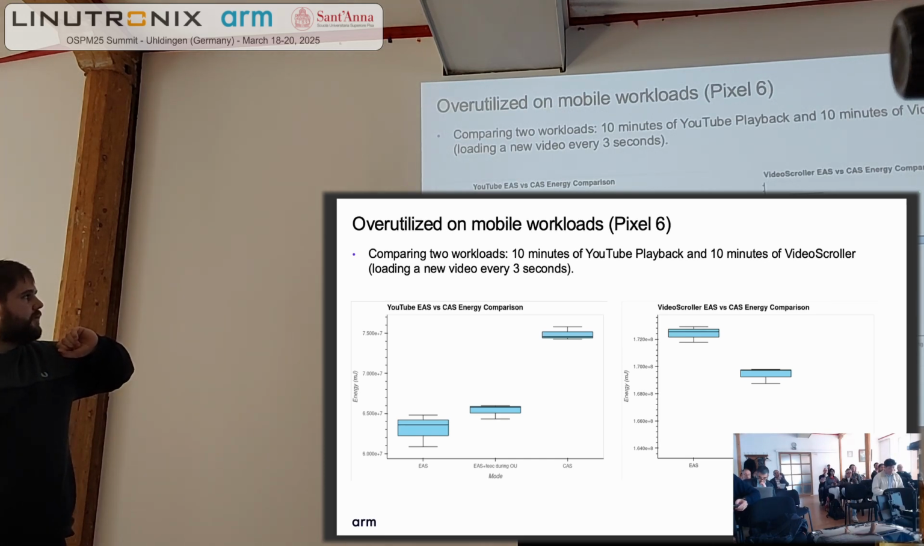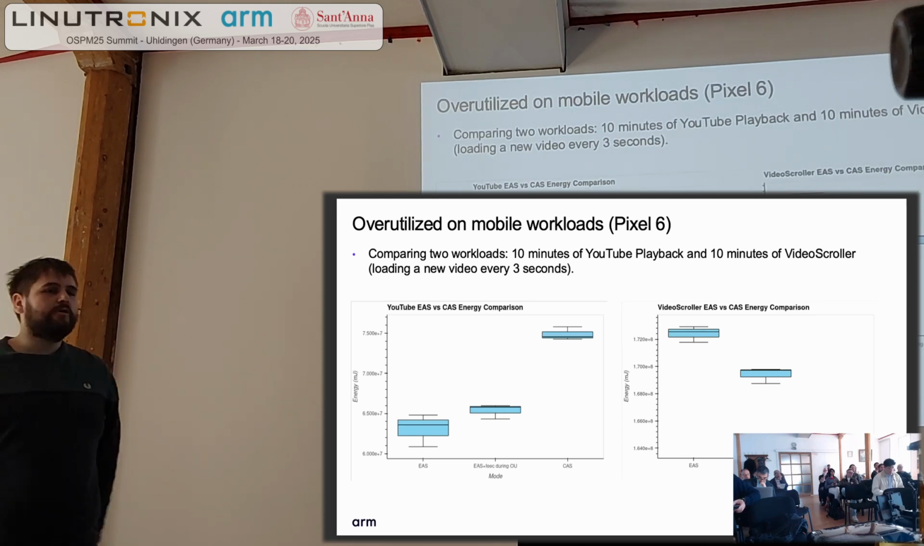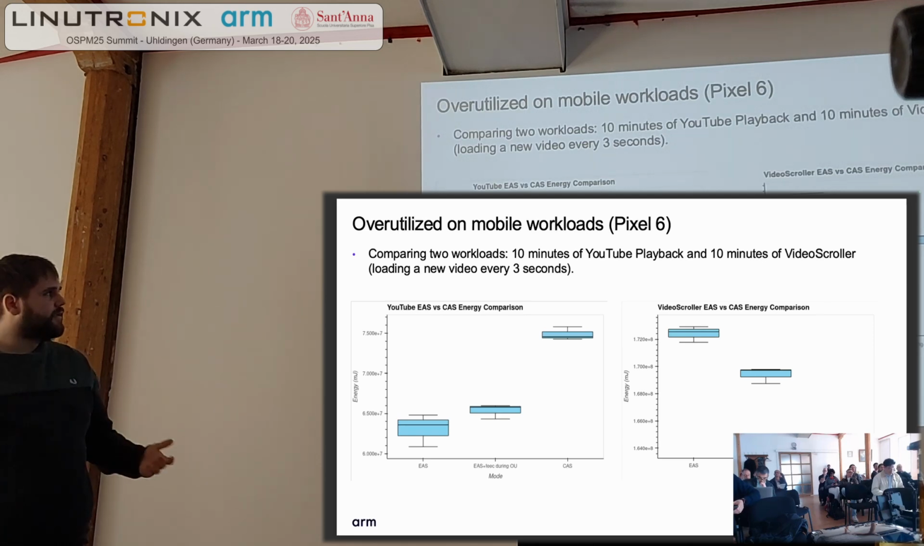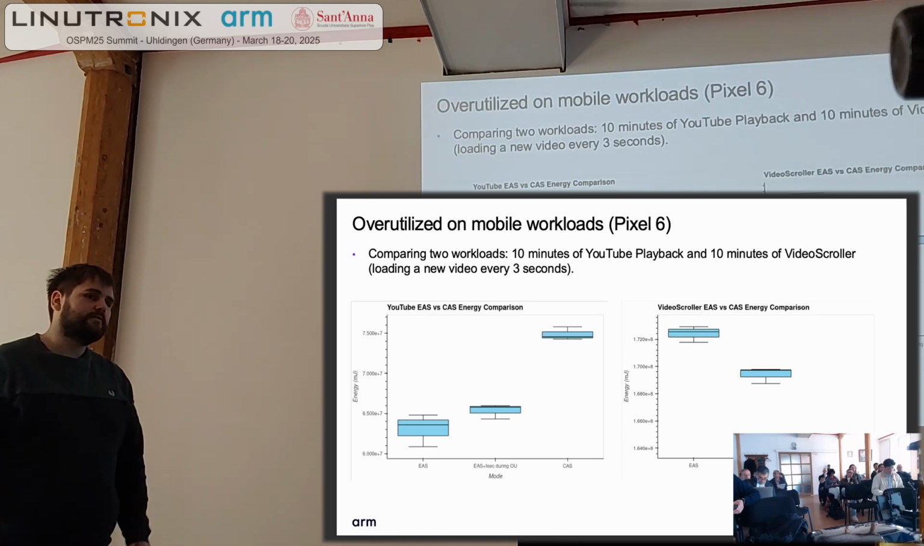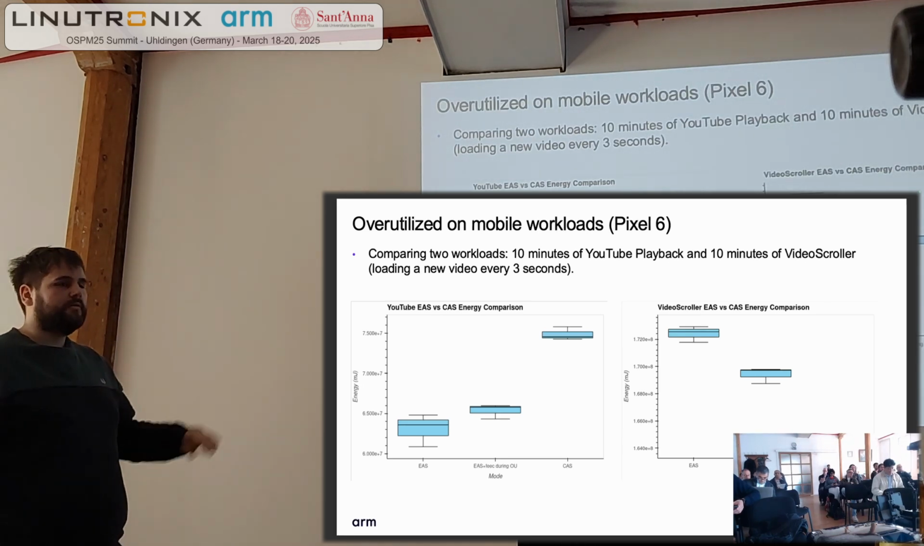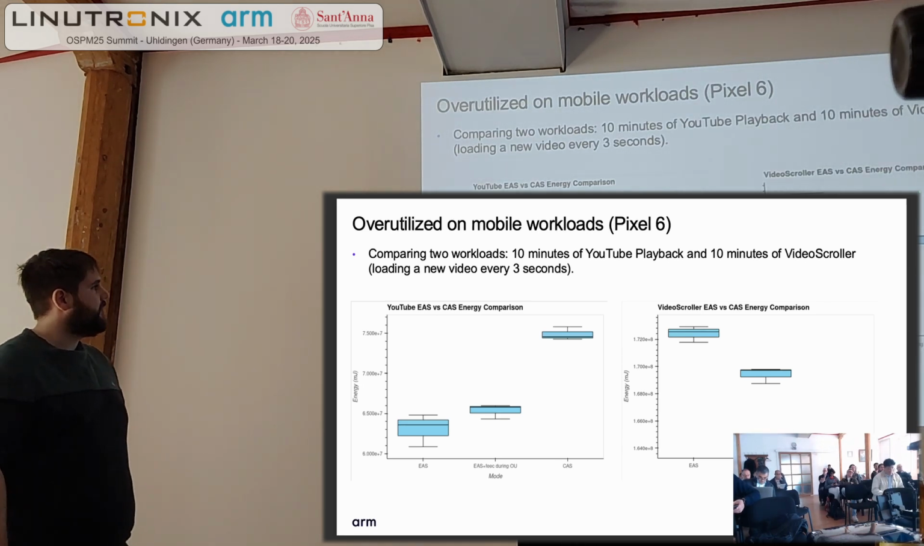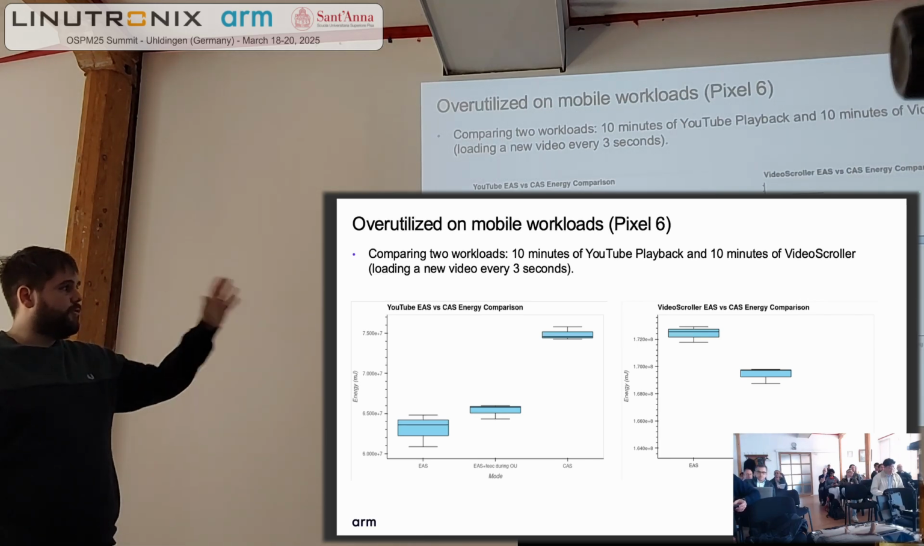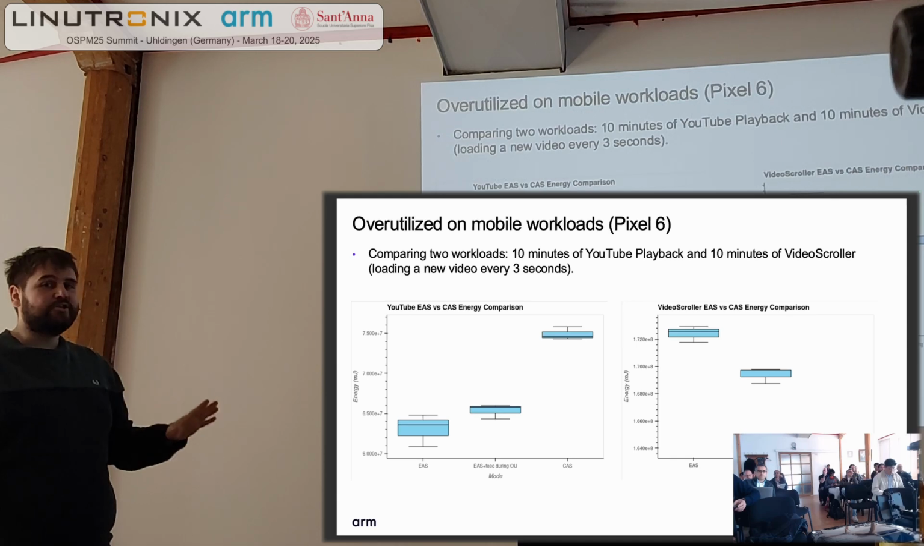And I did find one workload where EAS, even power-wise, is worse than CAS, which is a video scroller, sort of like TikTok, where you load a new video every 3 seconds. It doesn't have any network. It just decodes the video and plays it back. Basically, lots of things going on when you load a new video and not much if you don't.